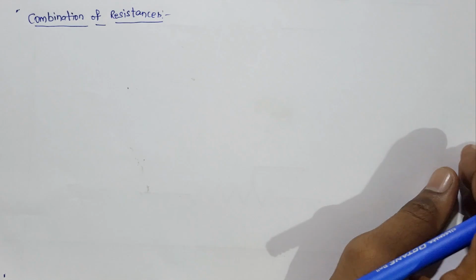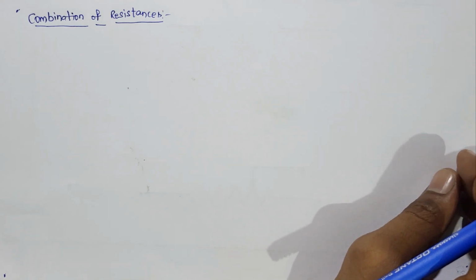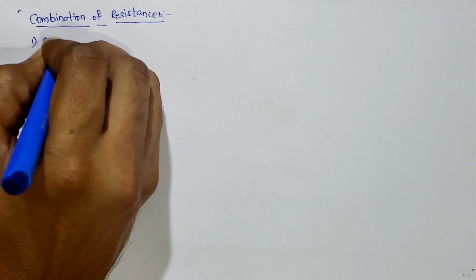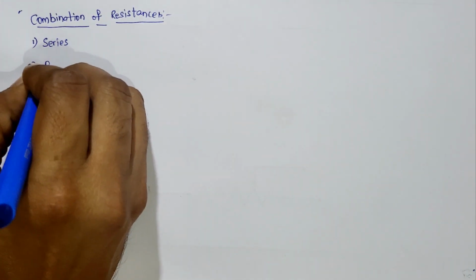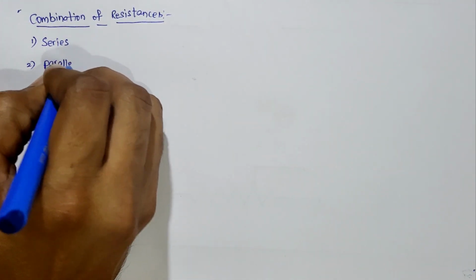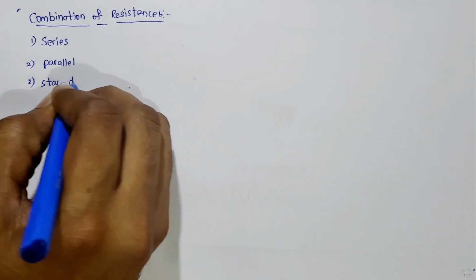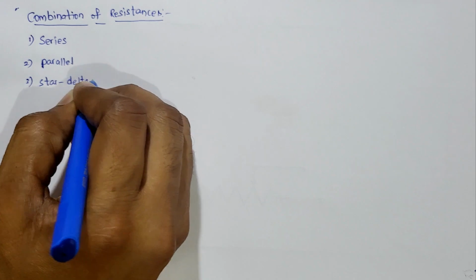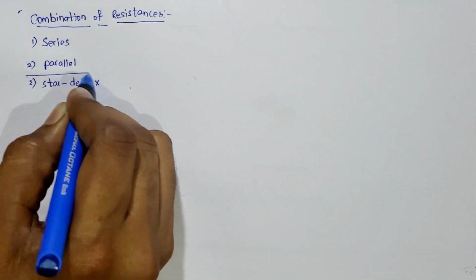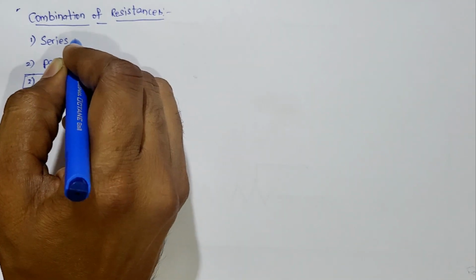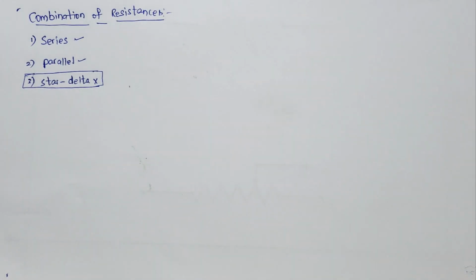Combination of resistances. How many types of combinations are there? How can we combine resistance? We can combine resistance in three ways. First way will be series combination. Second way will be parallel combination. Third way will be star-delta combination. This star-delta combination is not in your syllabus, so you need not worry about it. But you should know completely about series connection and parallel connection.